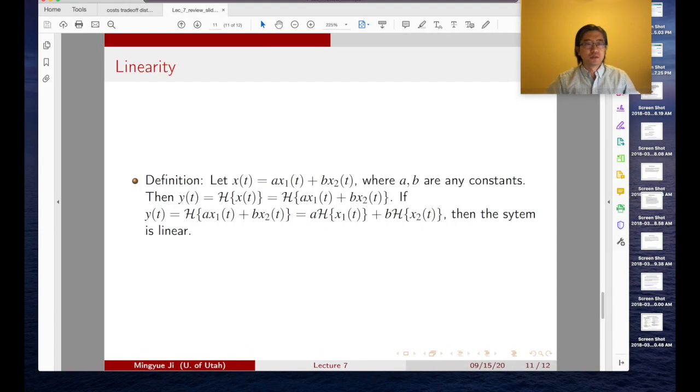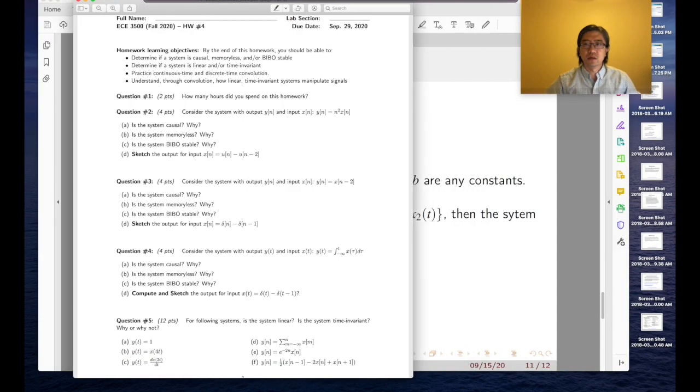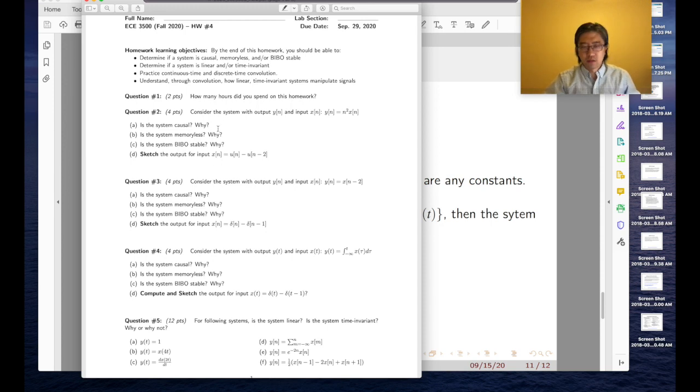In today's session, I'm going to go through our homework. Okay, let's get started. In this homework, we basically focus on the system properties and the convolution. Let's see the first question.